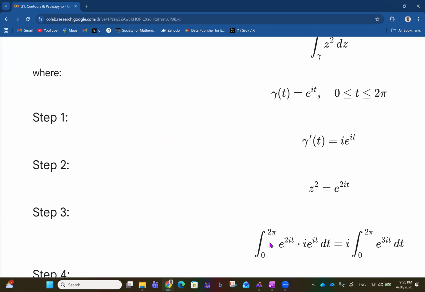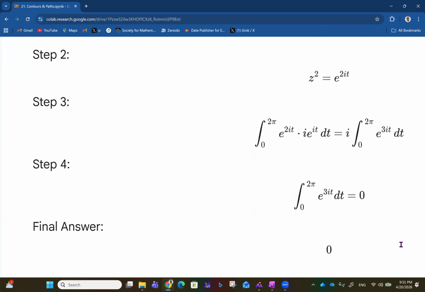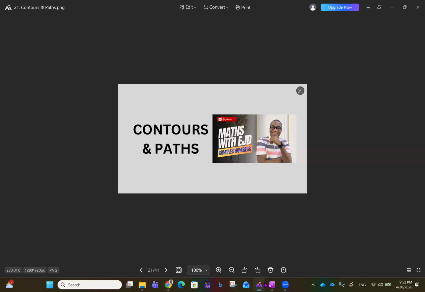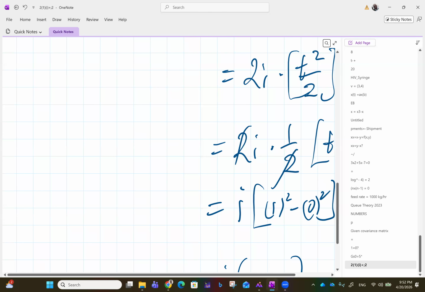And when we integrate, we put all of this together. i is constant. We have e raised to 3it from 0 to 2 pi. Next, we have to integrate with respect to t. So the whole thing goes to zero. You may be wondering why. Let me just go ahead and do that. So the integral from 0 to 2 pi of e raised to 3it.